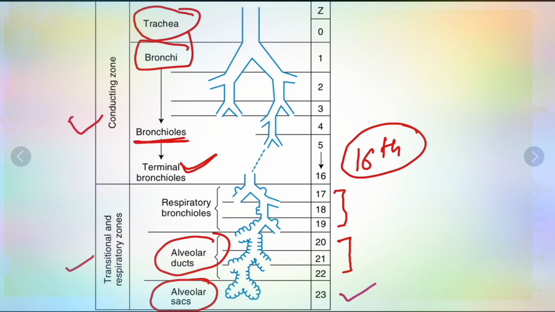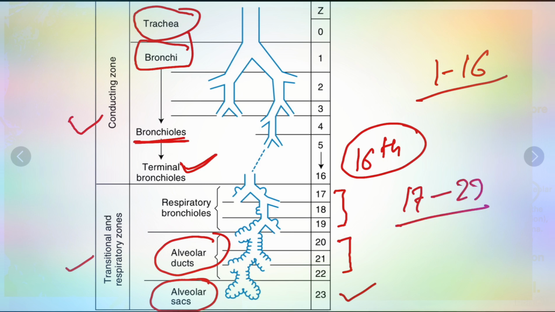And this is number 23. So 1 to 16 are the conducting zone, and 17 to 23 are the transitional plus respiratory zone. Respiratory bronchioles make 17, 18, 19. Alveolar ducts make 20, 21, 22, and then alveolar sacs make 23.